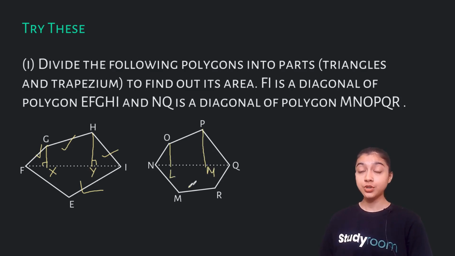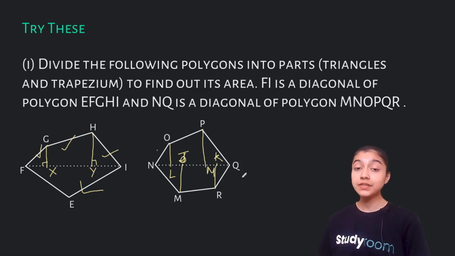Again, what we have to do is draw perpendiculars from M to the given base and then draw a perpendicular from R to the given base as well. Let us name them J and K. So this is J and this is K. So what happens is that the entire polygon has been divided into 6 structures.